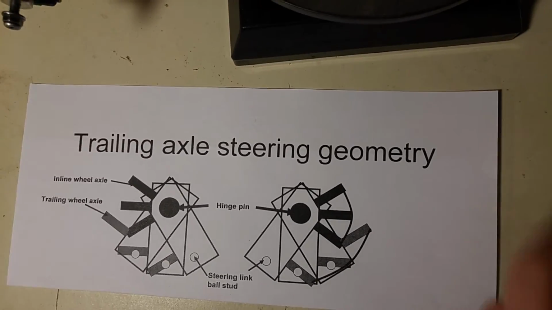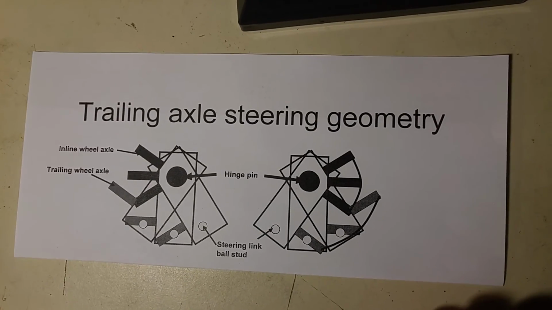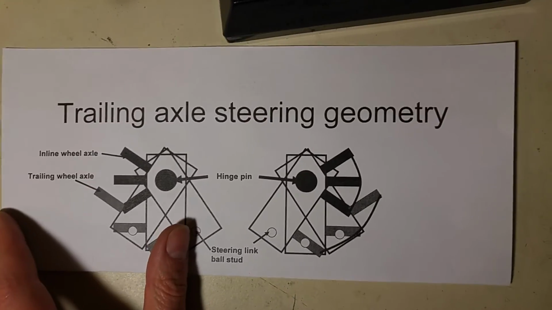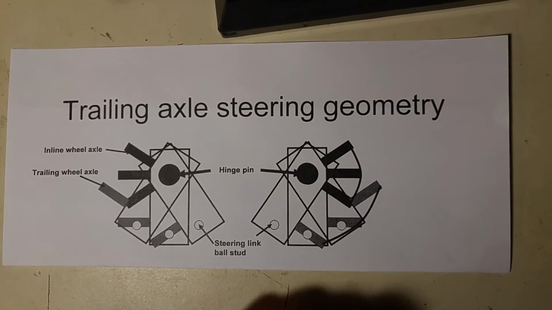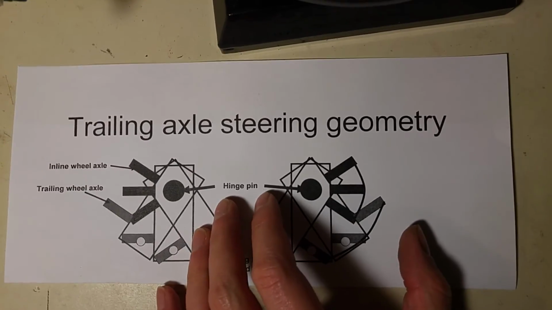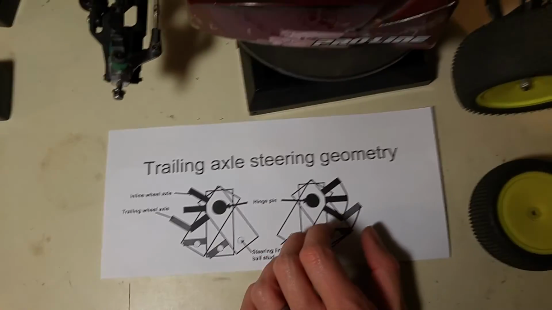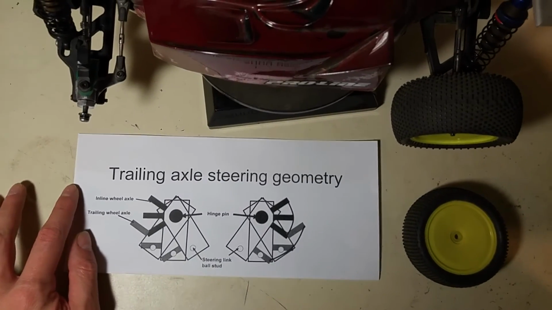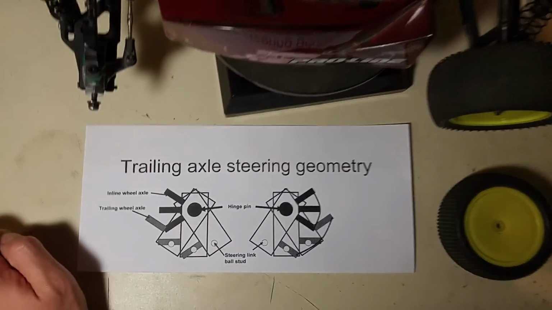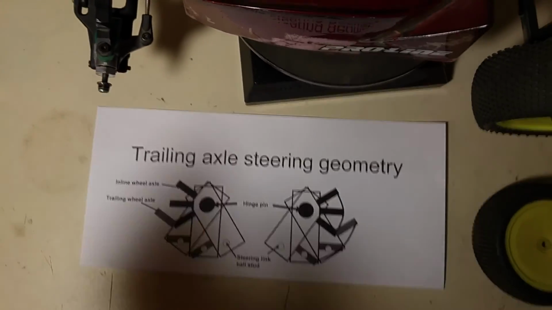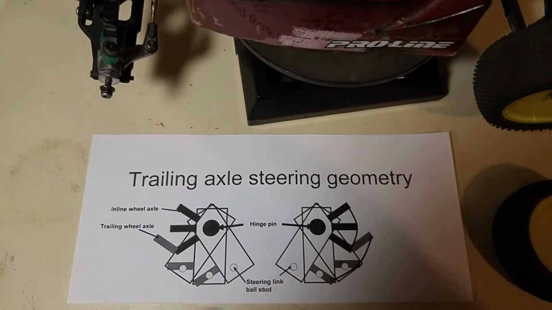So that's what trailing axle does, and I hope this helps you understand how it works. It took me a little bit of time to figure this out, but making this type of drawing really helped. That should cover all of the steering geometry components. If you have any questions, of course, post your comments in the comment section, and I'll do my best to answer them. Thanks for watching.